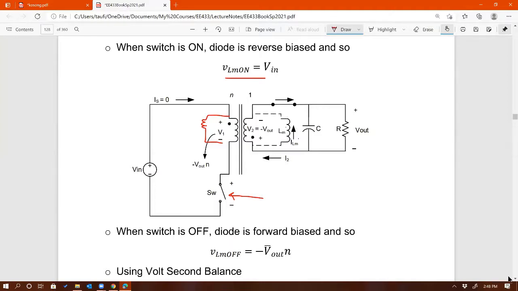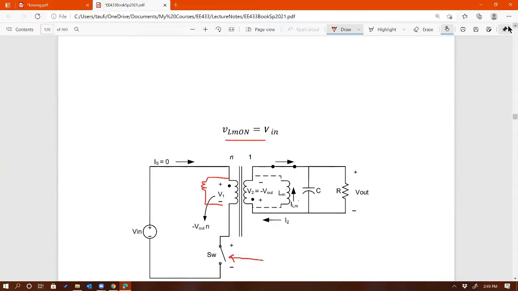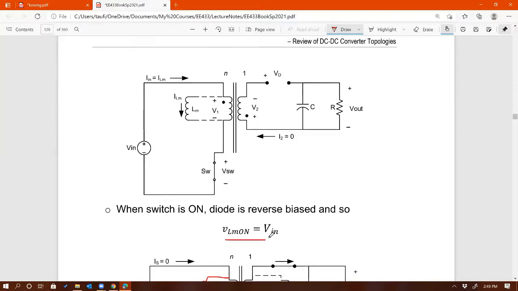However, when you're deriving the transfer function, you have to derive it based on one side of the transformer only, right? You cannot use the on time on the primary side and then the off time on the secondary side. So how do we deal with this? Well, we can just reflect back the voltage across the inductor to the primary side. When we did the VLM on, we calculate this voltage on the primary side. VLM on is equal to V in.